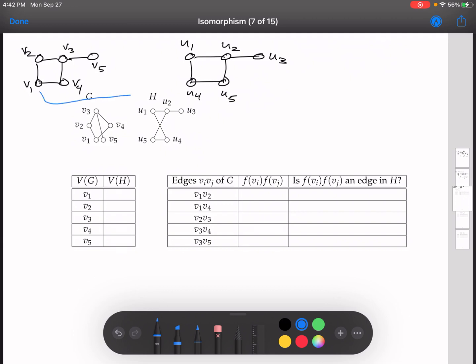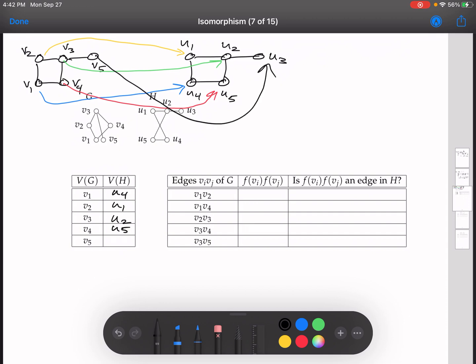So V1 is going to have to go over to U4. V2 is going to have to go over to U1. V3 is going to have to go over to U2. V4 is going to have to go over to U5. And V5 is going to have to go to U3.